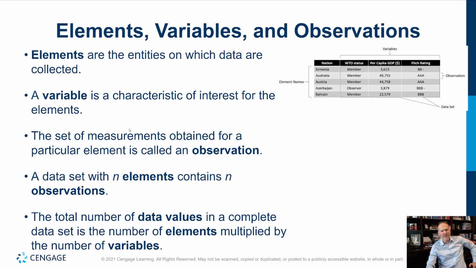A set of measurements obtained for a particular element is called an observation. So these are all observations. A set of measurements obtained for a particular element is an observation.